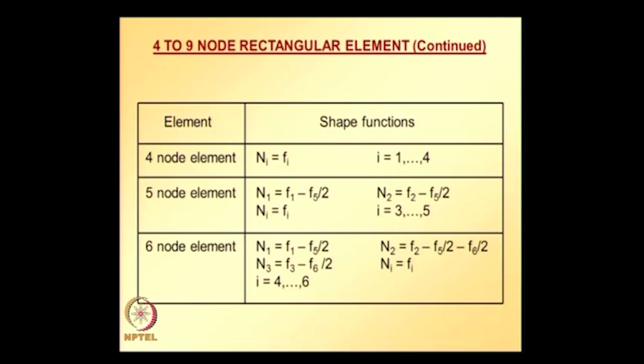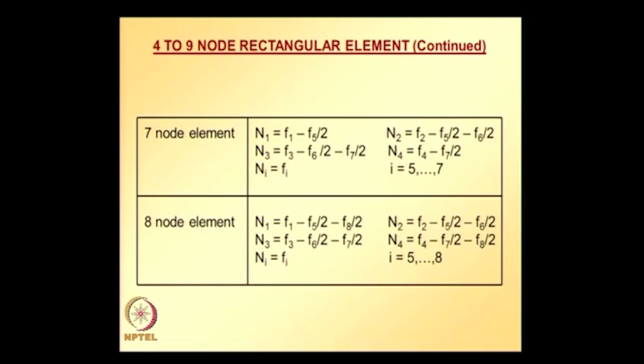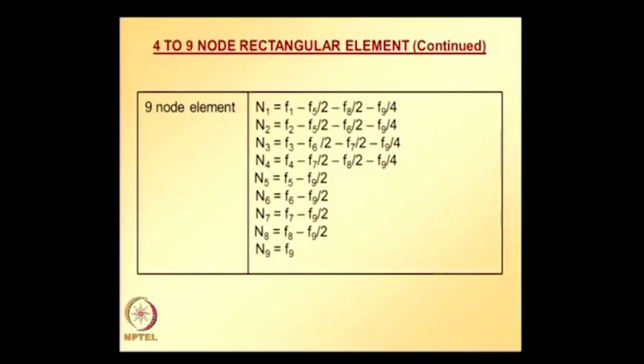So the table shows for 4 node element how the shape function expressions are related to these functions. Similarly 5 node element, 6 node element. So once we go through this table, we can easily write the explicit expressions for any noded element starting from 4 node to 9 node rectangular element. Similarly 7 node, 8 node element, and 9 node element.